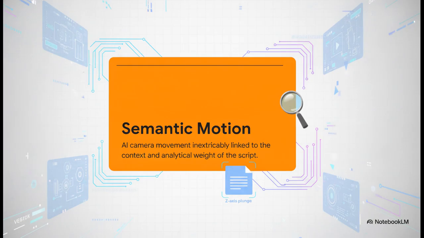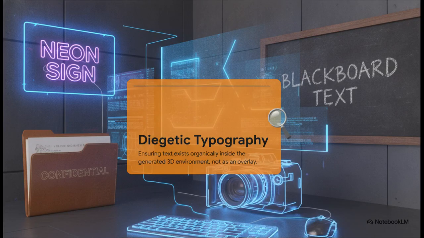It's a total game changer. Right, and to maintain that perfect illusion of reality, you also got to use diegetic typography. Basically, this ensures your data doesn't look like some cheap PowerPoint overlay, but exists organically inside the generated 3D environment. We're talking about text that actually reacts to the lighting.